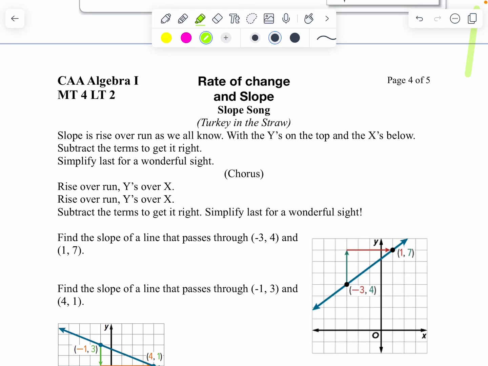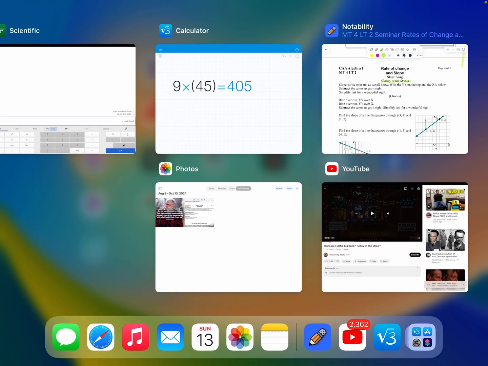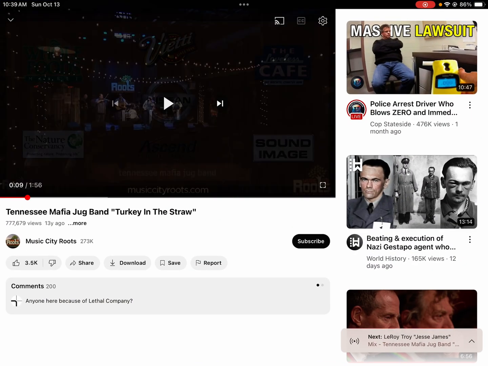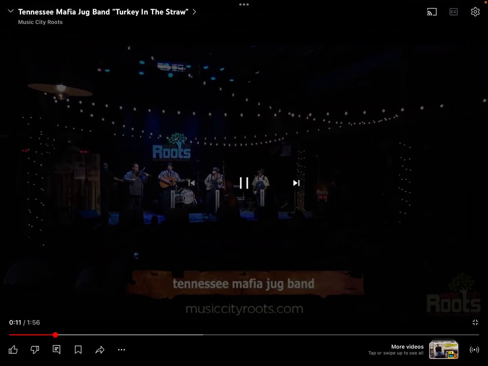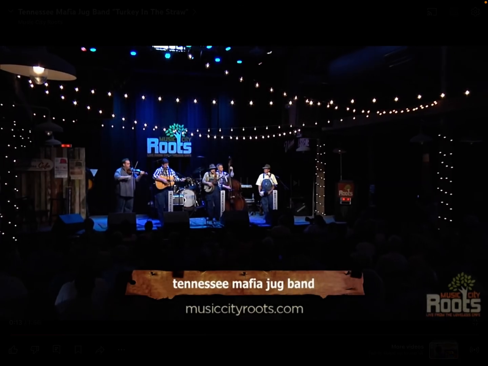A great way to memorize a formula, besides using it, is a song. So there's a little song that'll help us remember. It goes to Turkey in the Straw, like one of those camp songs. And in case you forgot what Turkey in the Straw goes like, here's the beginning.